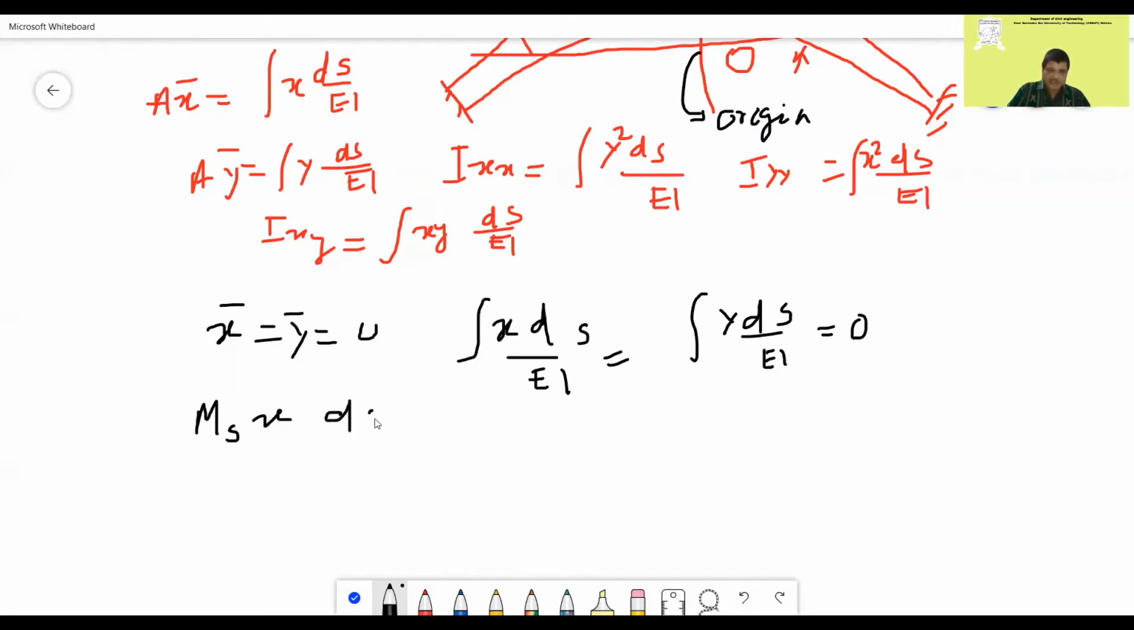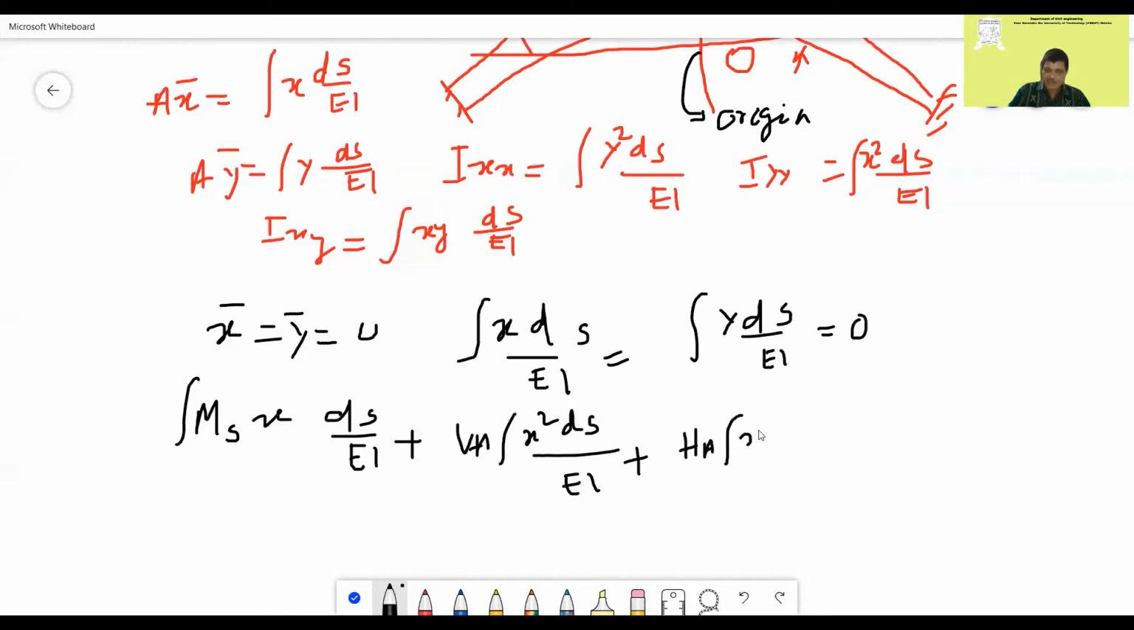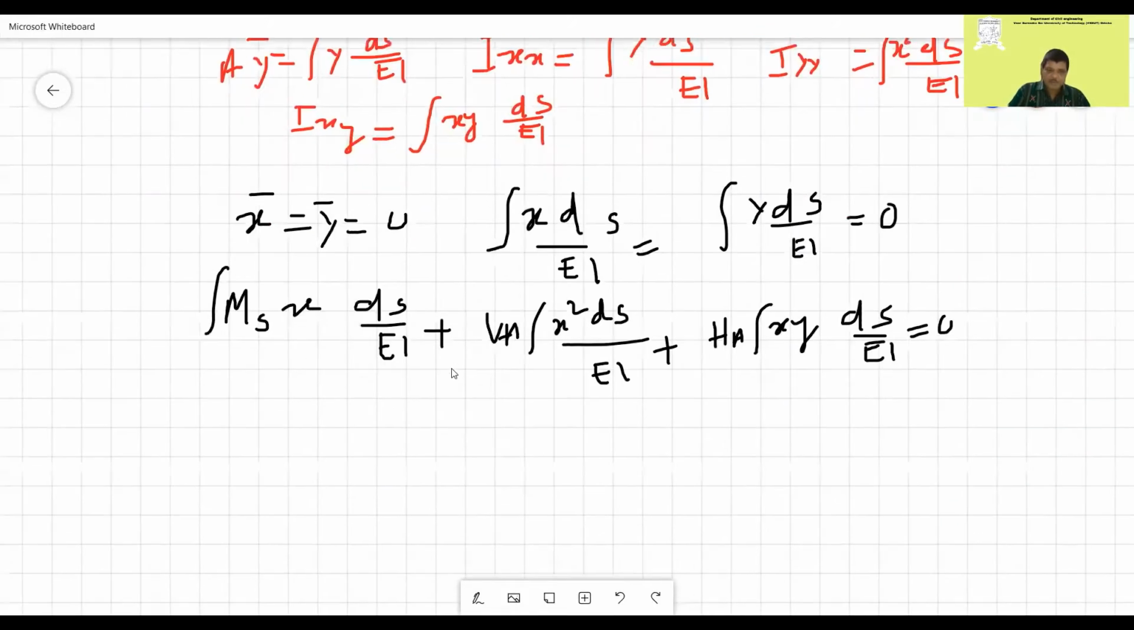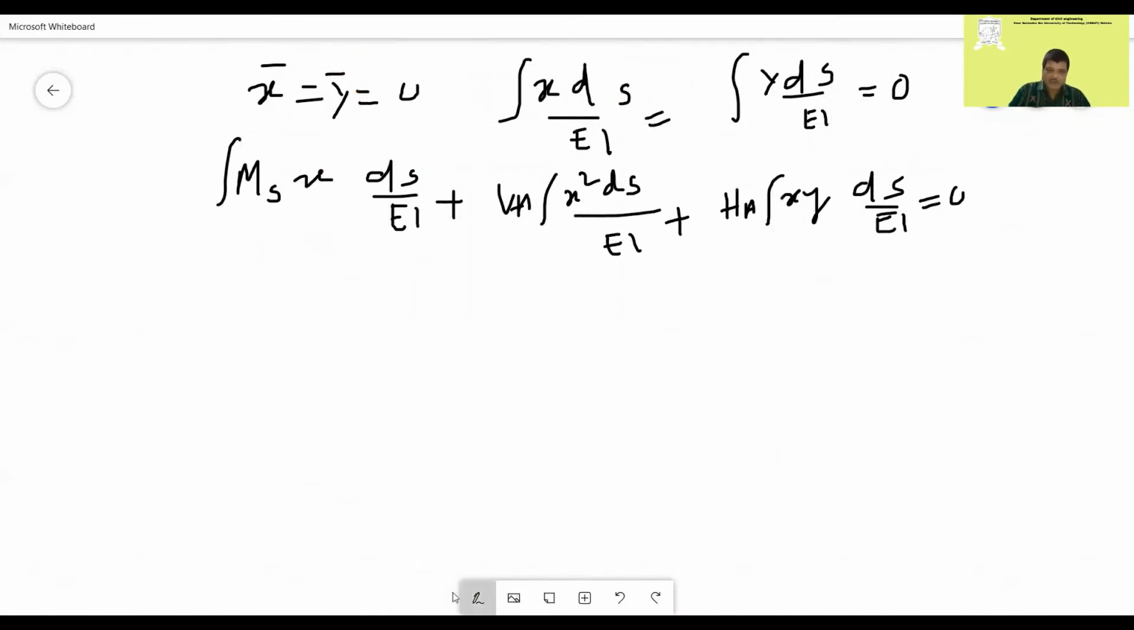∫Ms x ds by EI plus HA into... EA x square ds by EI plus HA into xy ds by EI is equal to 0. This is one equation. Similarly, you can write the other equations.